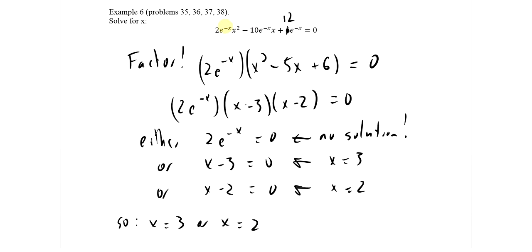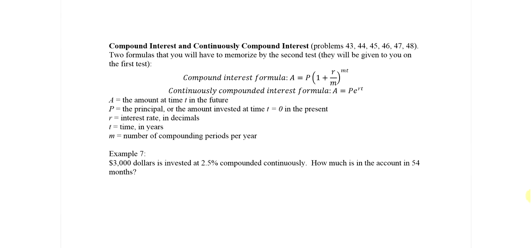So these kinds of problems, right, you factor them. And remember that exponential functions are never equal to 0. And so if that's one of your factors, you don't get any solutions from that one. You just get solutions from these two, 3 and 2. Okay. And now our last example, compound interest and continuously compounded interest.